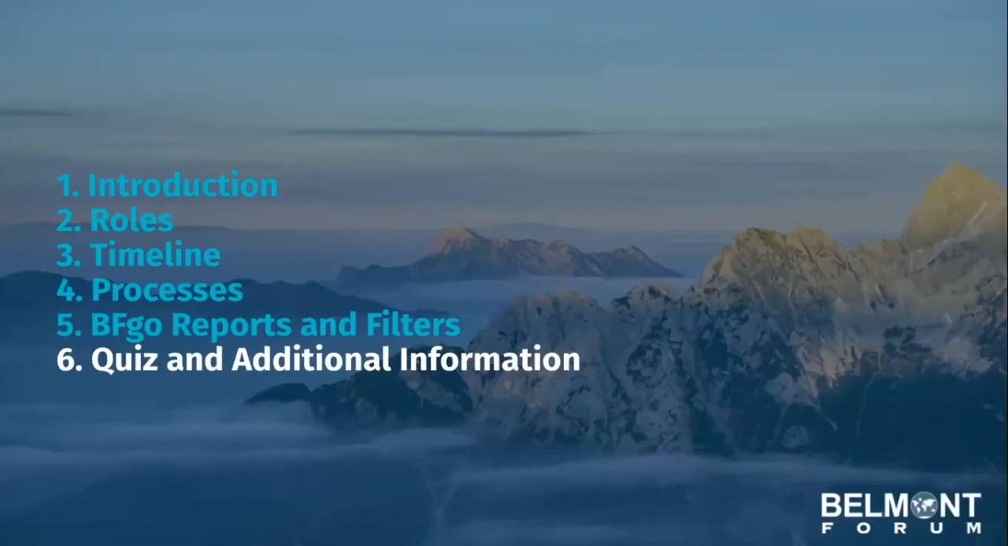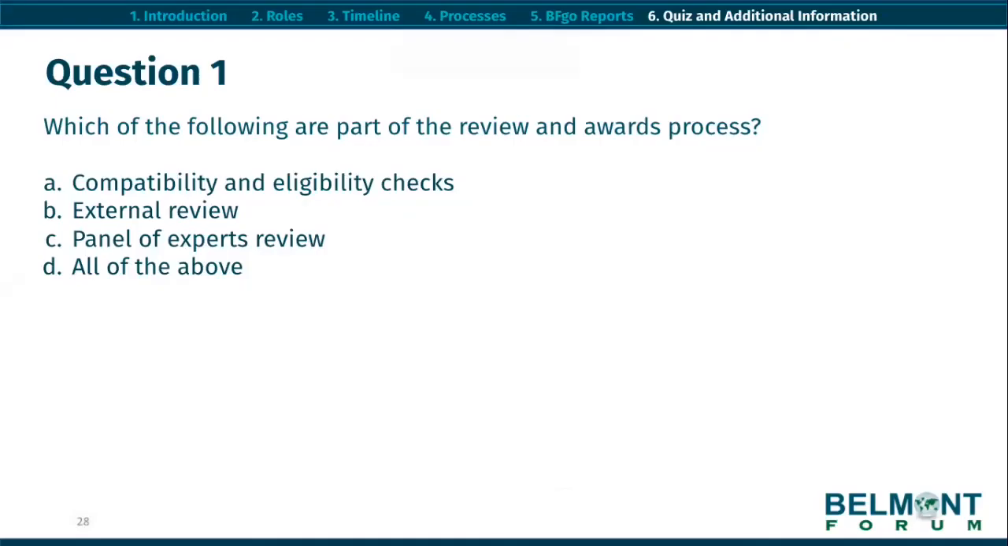It is time for a quiz to test what you have learned during this training video. Question 1. Which of the following are part of the review and awards process? A. Compatibility and eligibility checks. B. External review. C. Panel of experts review. Or D. All of the above. The answer is D. All of the above.